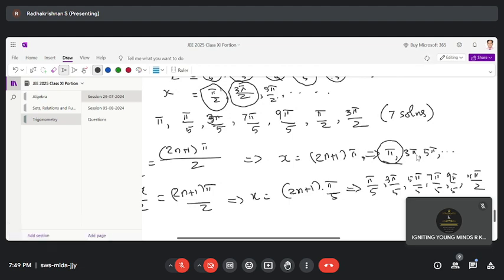These two will be. Okay. So when n equal to 3, it is 7, right? When n equal to 4, it is 9. Up to that, it is coming less than 2 pi, no? 9 pi by 5 is less than 2 pi, right? So up to that, you have to go.